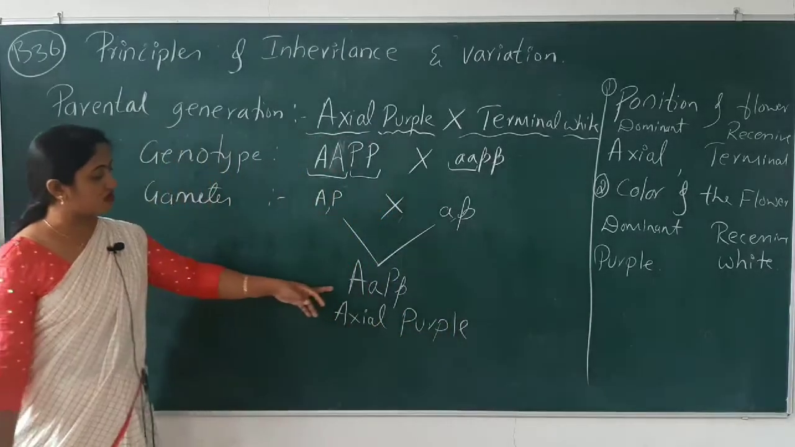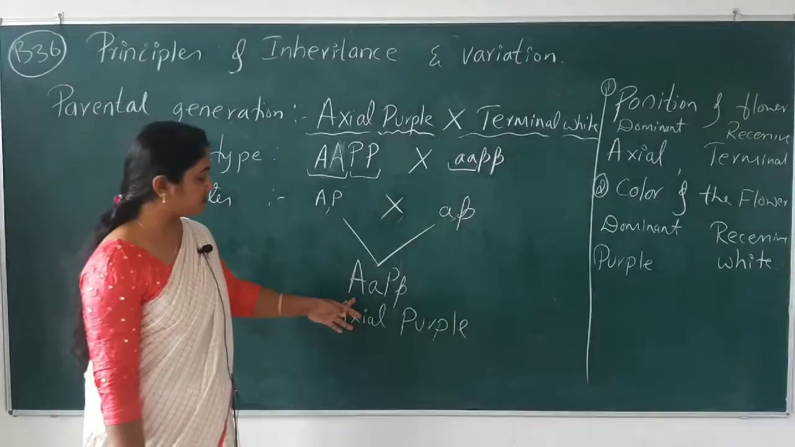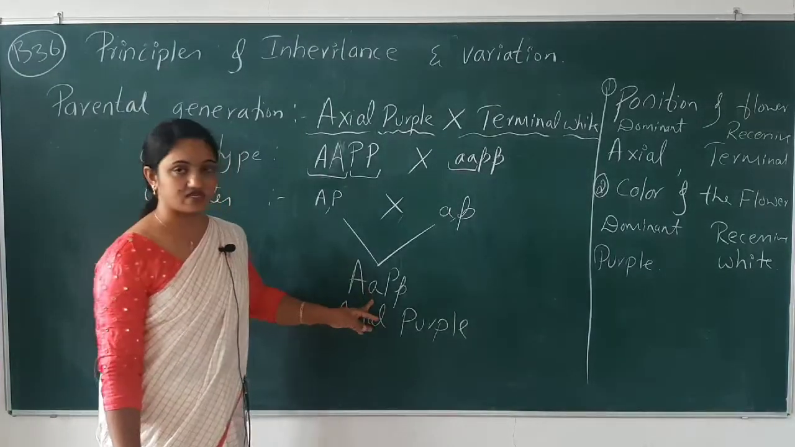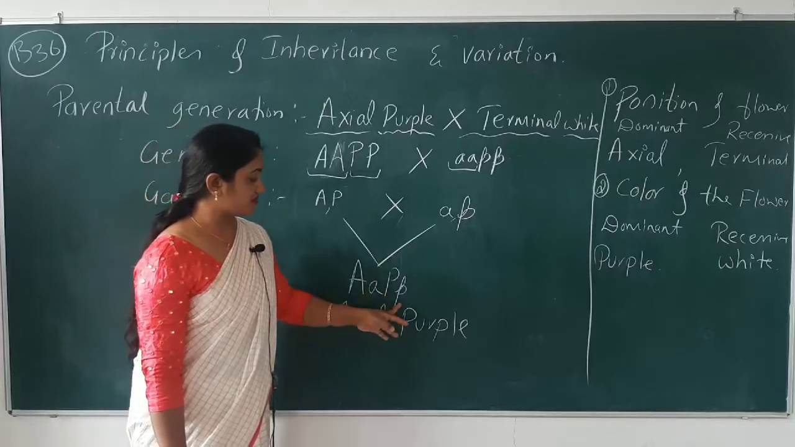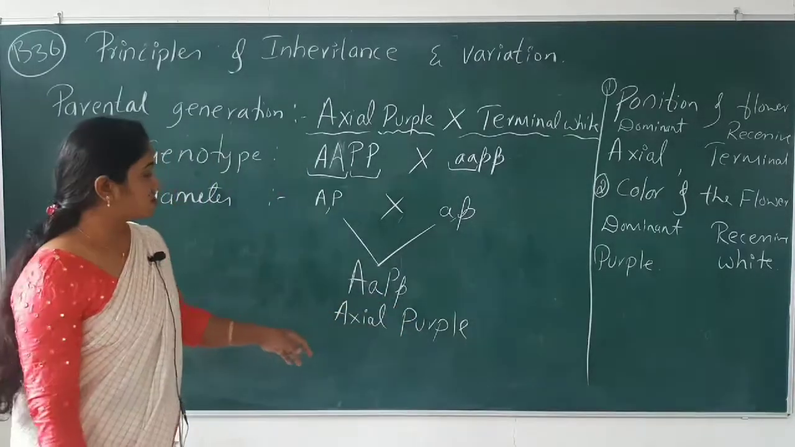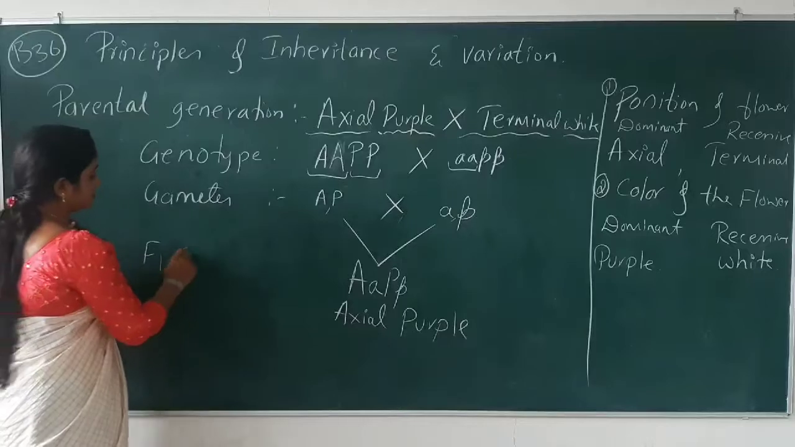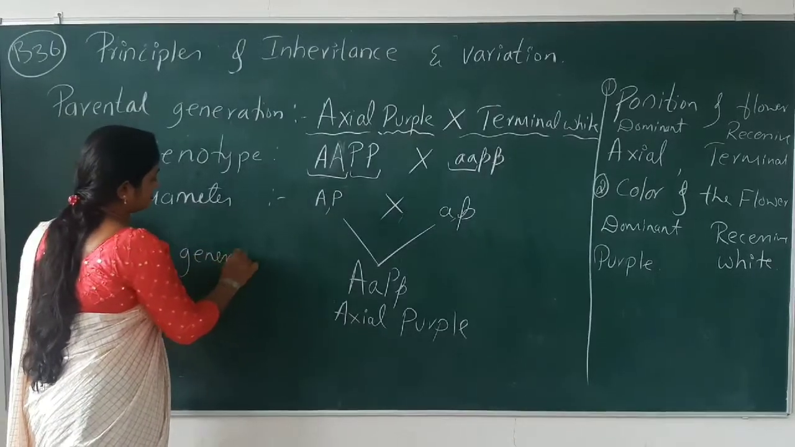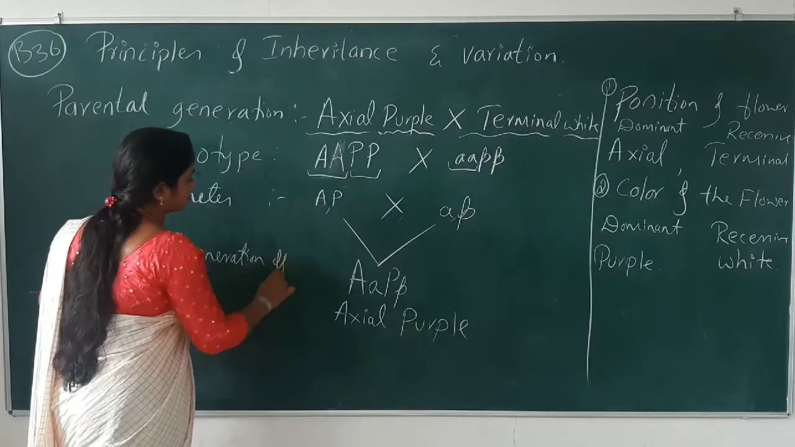Because we have a dominant gene here, this dominant gene suppresses the recessive one. So this is the F1 generation of offspring.